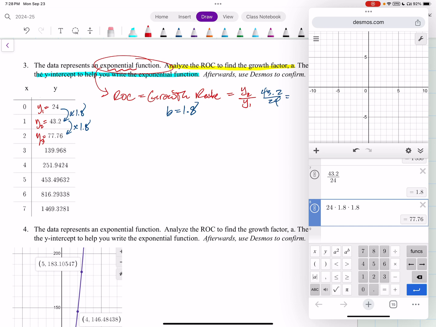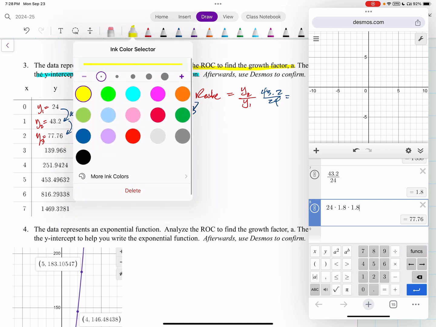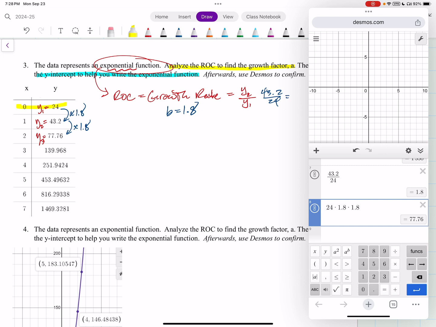And now we understand that we have an initial value. The initial value is always at 0. So there's your initial value. You can substitute in and solve for it, but you should know by now that we have an initial value of 24. That's your a value. And when you put these two things together, knowing your exponential function is always a times b to the x power, we have y equals your initial value, 24, times your growth rate, 1.8, to the power of x. And there's your exponential function.